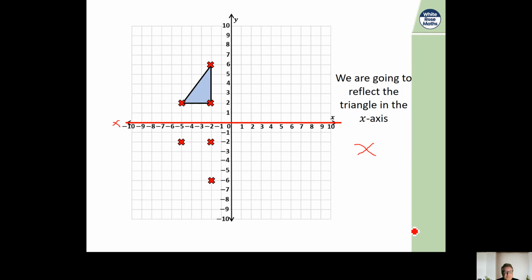Join up your points. There we go. You're getting the hang of this. If not, go back, have a look, try it out on some squared paper. You could use the back of your book if you want to do some rough work as you're just getting used to this.